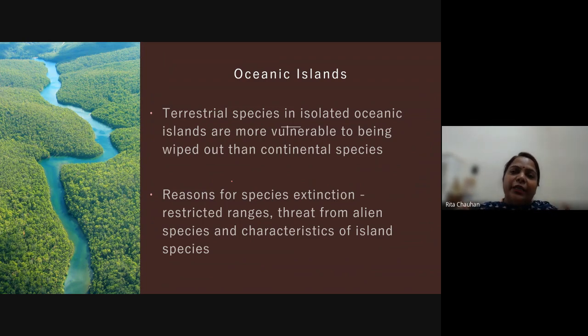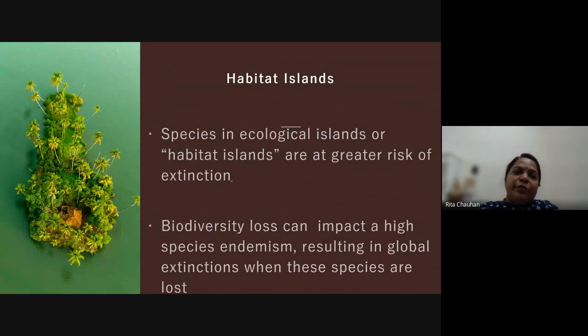So these oceanic islands are also very susceptible to biodiversity loss. Similarly, this is an example of a habitat island. A habitat island is another island which is used by many plants and animals as a habitat. Like this island is not only supporting these trees and plants, but it is also supporting some of the animals which are present in the water.